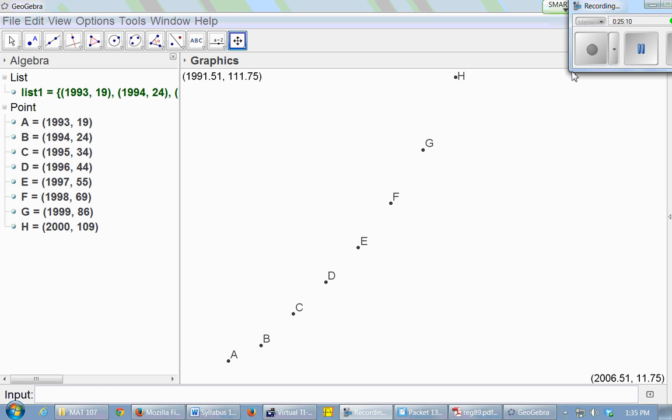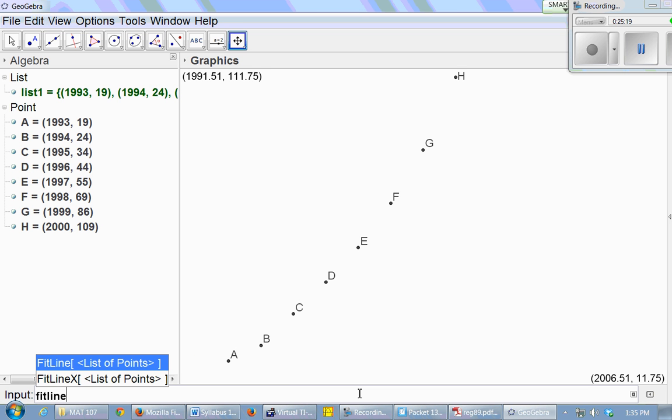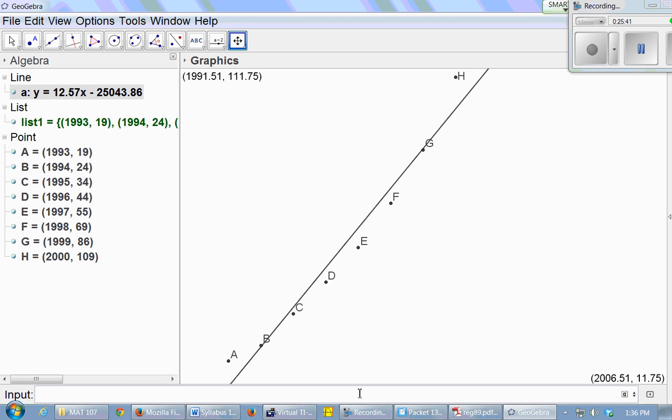Okay, so the next thing you're going to do, we've got our data, we've got it plotted, we want GeoGebra to find us the line of best fit. In the input bar, you just type fit line, and then you have to type in the name of the list of points. You hit square bracket, so it kind of tells you how to do it as you write it. So fit line, square bracket, and the name of our list of points is list 1. GeoGebra named it list 1. So you do fit line, square bracket, list 1, enter, and it makes a line and puts its equation up over here.